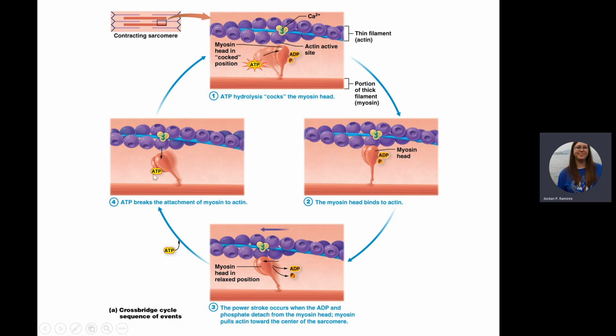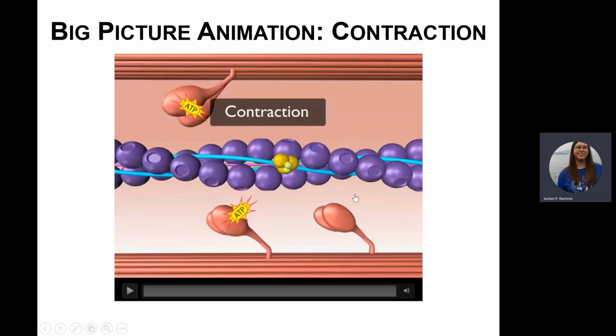So the ATP binds again and breaks that attachment in order to do all of this over and over again until we run out of energy or until we run out of your brain saying to do this. All right, so this is actually a pretty cool animation, and it shows very well in pictorial form what I've just said. Hopefully this will help you.